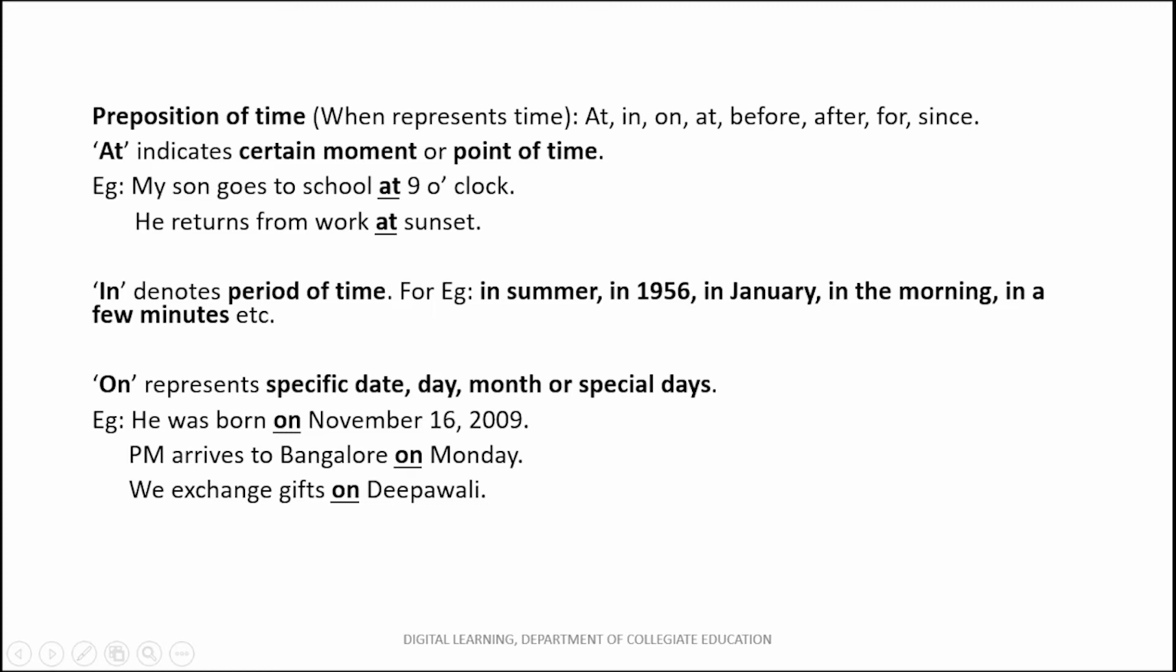On represents the specific date. When you are referring to a specific date, a day, month, or special days, you can use the preposition on. He was born on November 16, 2009. On which day, on which date he was born, while referring to this, you can use the preposition on. The PM arrives in Bangalore on Monday. We exchange gifts on Diwali.